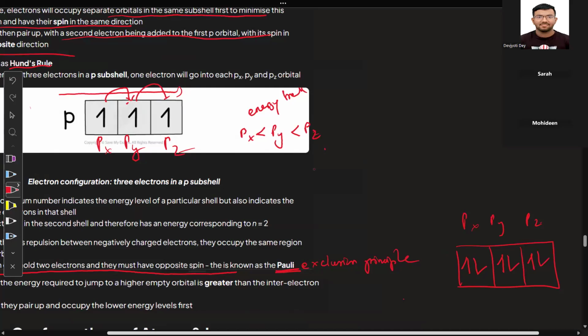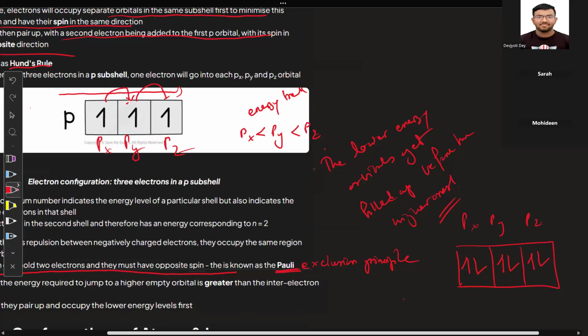That means according to Hund's rule, the lower energy orbitals get filled up before the higher ones. Did you understand what I'm trying to say?